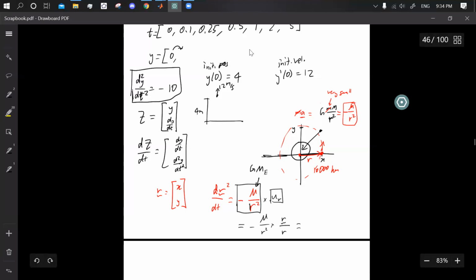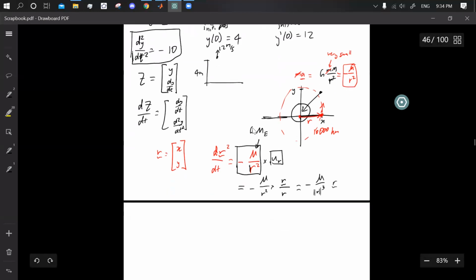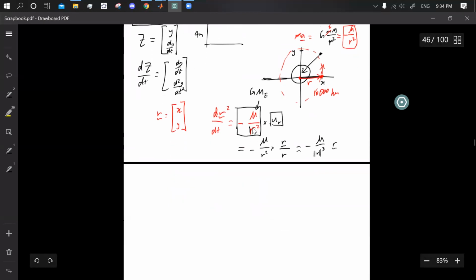When you put them together, you get mu over r cubed times the r vector. Generally we write these with absolute values, but that just means the magnitude, so that way you don't mix things up. It's the magnitude of r cubed, and then you have r here, the vector. That's just the formulation. This is not even showing how to solve it. Let me start you off now.